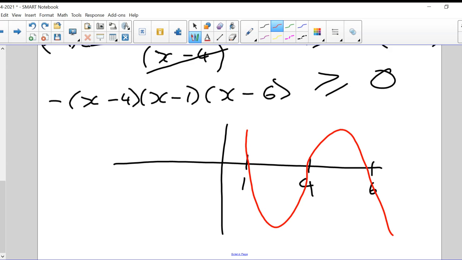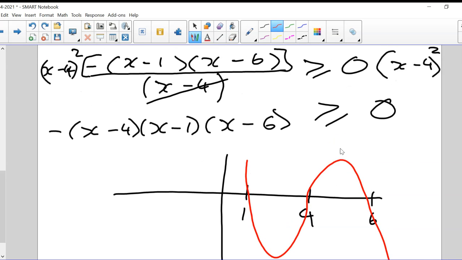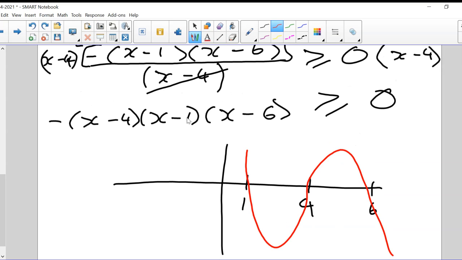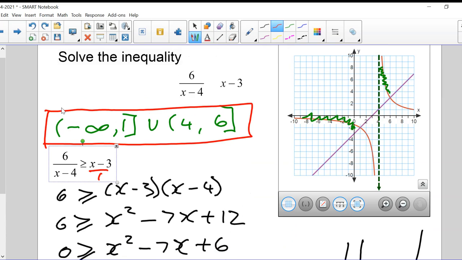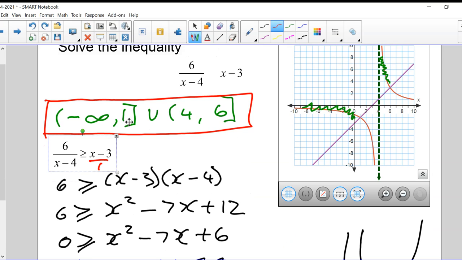Now, I want to point something out to you. We're trying to answer the question of where this is greater than or equal to 0. So we have to be careful. We know that when we had a denominator of x minus 4, this 4 here was a restriction. So instead of me going straight through, I'm going to put a little circle here to say that this really should not be a value in our answer. Now, I want to take you back to where our answers were before. Here's our answer. We said from minus infinity to 1, from 4 to 6. That's what we had before. Let's see what this graph is telling us now.